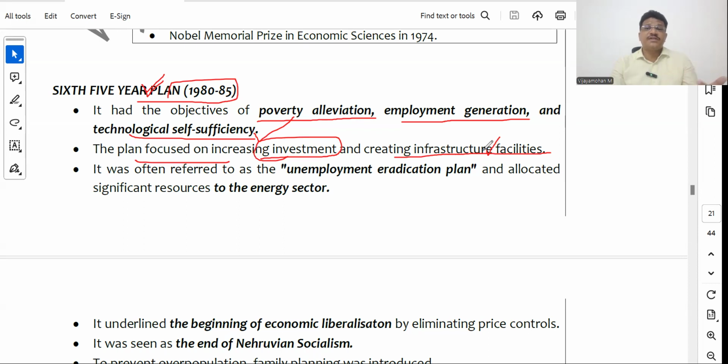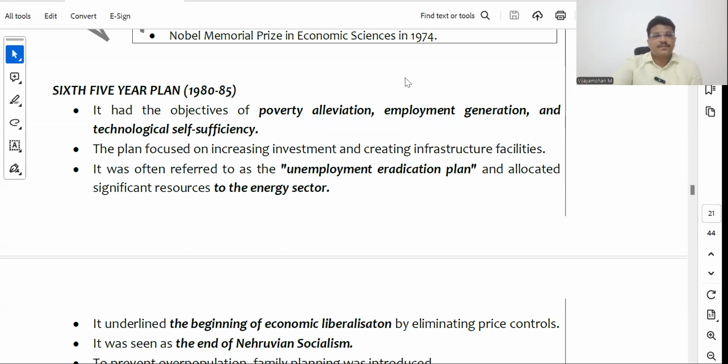Then if you see from the 8th or 9th 5-year plan, you see more focus on human resource development. Also, from the 3rd, 4th and 5th 5-year plans, there is more focus on poverty alleviation and employment generation. So you can say there is a palpable transition in the objectives. With every 5-year plan, the objectives keep changing slightly, right.